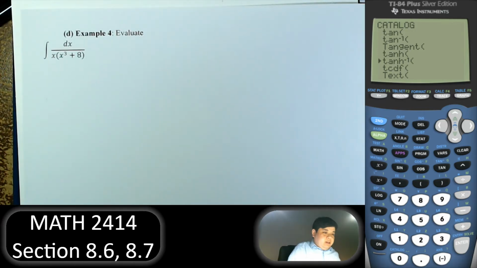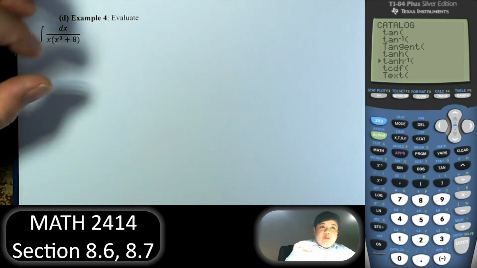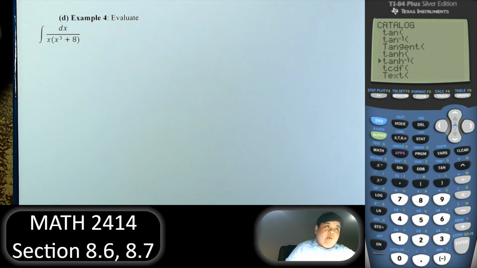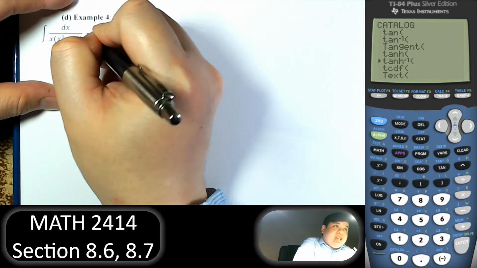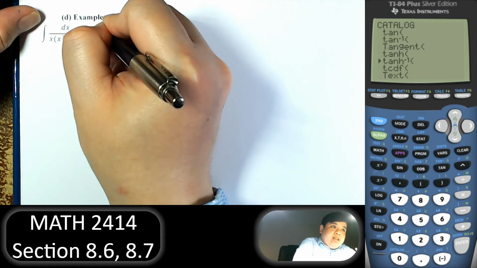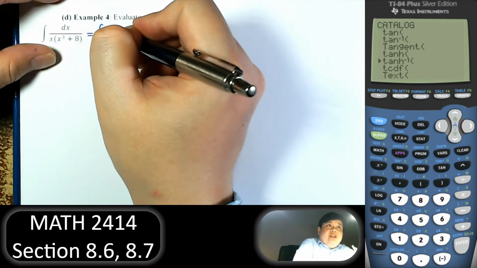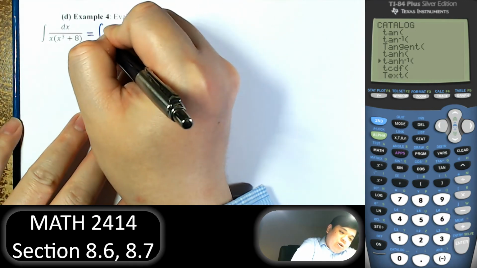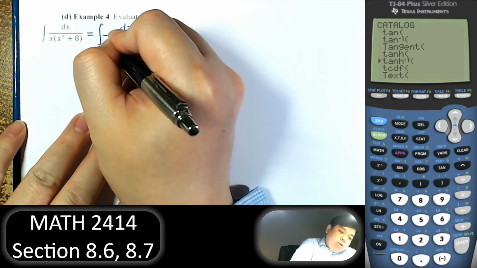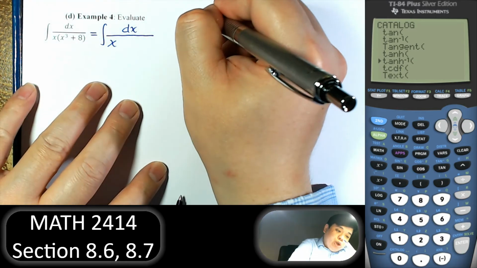Right. Next, I'm not going to do this problem, just going to get the idea about partial fraction. Like I said, in this section we focus more on the technique than the end result. That's what I should say. Right. So x cubed plus 8 is the sum of 2 cubes.